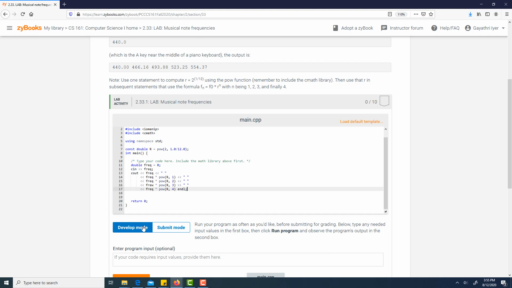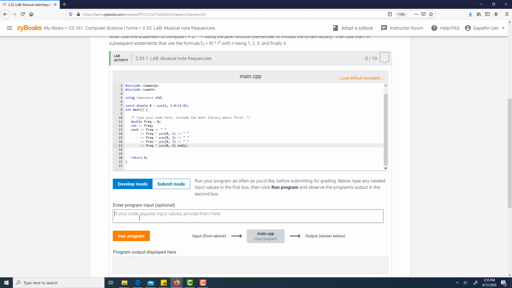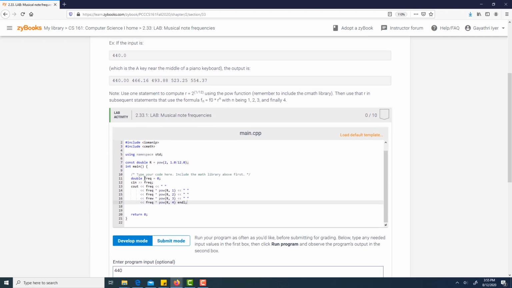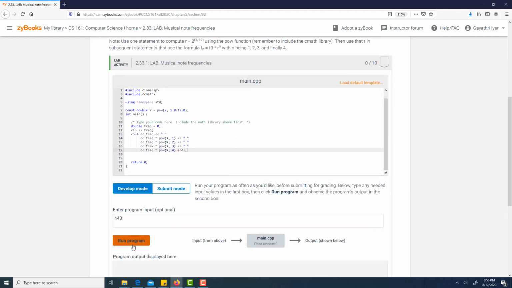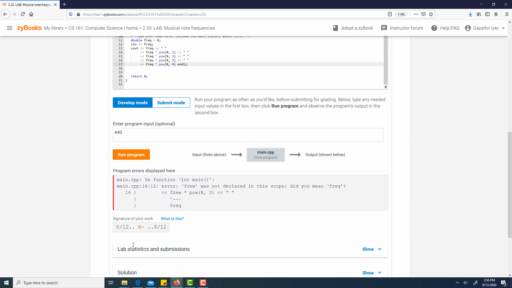Now let's go to develop mode. Let's give it an input: let's type in 440. That's our input up here. And let's run the program and see what it does. It says we have a few problems. It says 'true' was not declared on line 16. Oh yeah, it's not supposed to be true. It's supposed to be frequency, it's a cin.